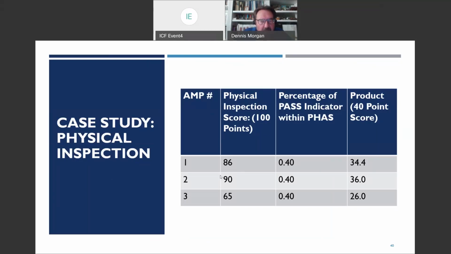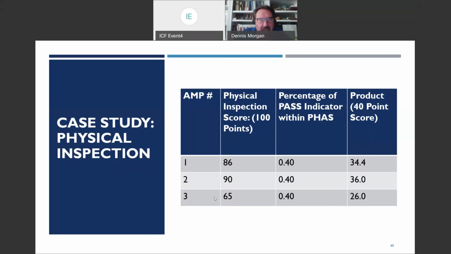Property number 2, I scored 90. On a 40-point system, 90 times 0.40 gives me 36. Property number 3 scored a 65. What is that also telling me? Well, that property is also subject to an inspection next year because it's going to be set up on an annual inspection. 65 times 0.40 gives me 26 on AMP number 3 on a 40-point system.